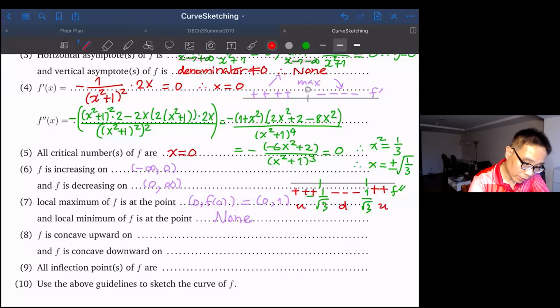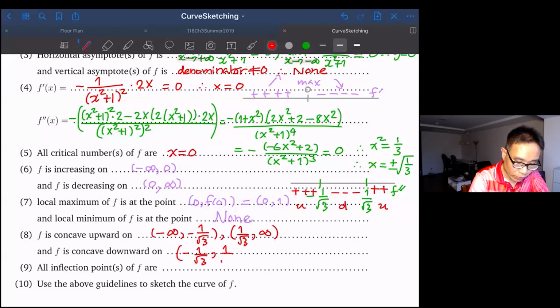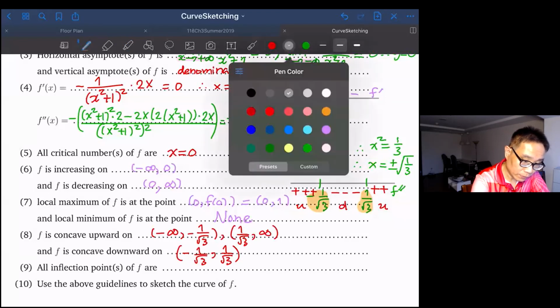So you're gonna answer concave up, negative infinity up to negative 1 over root 3, and 1 over root 3 to infinity. And you're gonna have concave down. Okay, concave down is gonna be negative 1 over root 3 to 1 over root 3. Okay, and you have 2 inflection points for this one. So you have negative 1 over root 3 and 1 over root 3. So you have 2 inflection points.